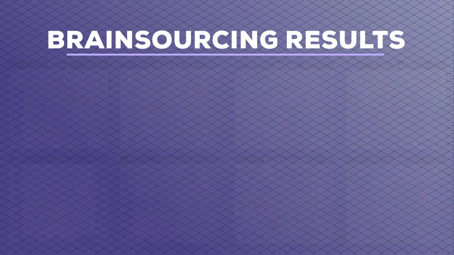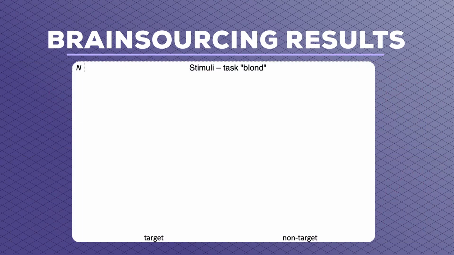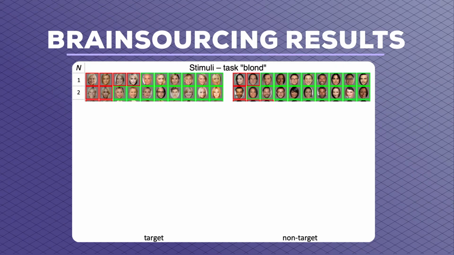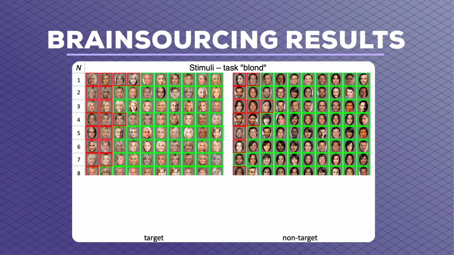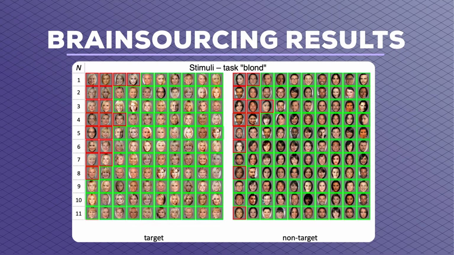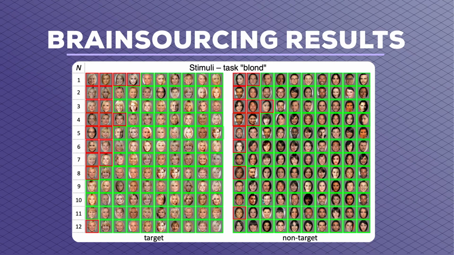To measure the performance of correctly classified tasks, we compare classification results as data from more participants are used in the brain sourcing estimations. In this case, we take a representative sample of blonde faces and dark-haired faces for task blonde, and visualize whether these stimuli were correctly classified by the brain sourcing model using their associated ERPs. As the data from a greater number of participants is used in the brain sourcing model, performance improves and the number of misclassified stimuli appears to decrease.